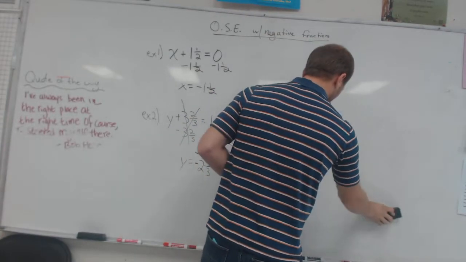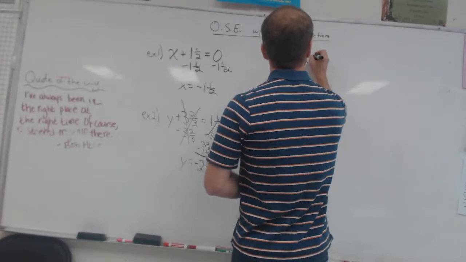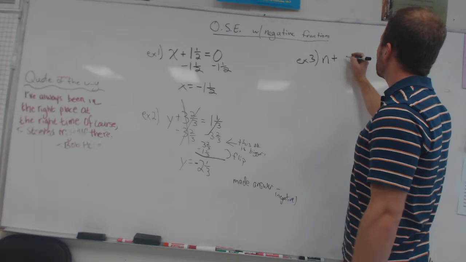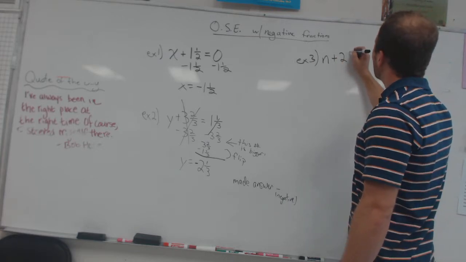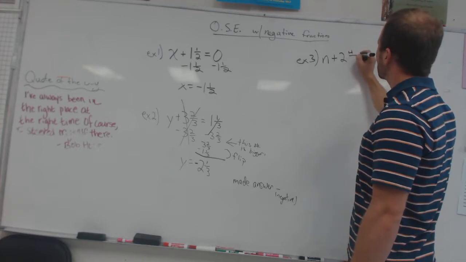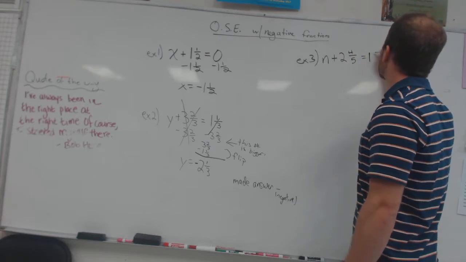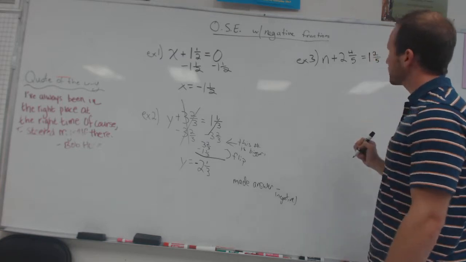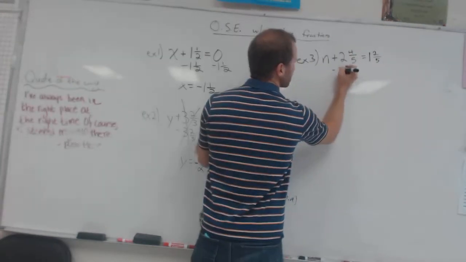You do another one. We're going to do like a couple more. Let's do another one like that. So n plus 2 and 4/5 equals 1 and 2/5. Okay. I'm going to subtract my 2 and 4/5.